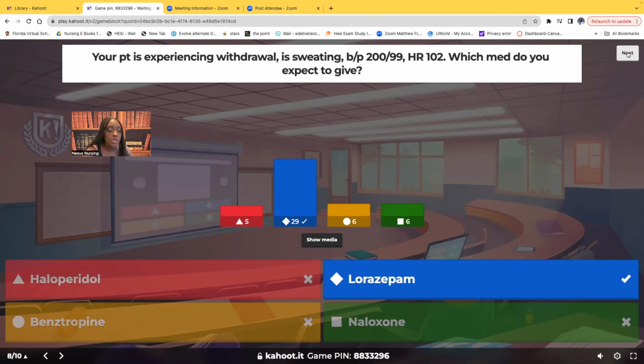Now let's look at the wrong answer choices. Haloperidol, Haldol, that's an antipsychotic. Benztropine, that is a medication used to treat the extrapyramidal symptoms that happen when a patient takes antipsychotics such as Haldol. And then naloxone, that is a medication that's given to reverse the effects of CNS depression when a patient has an opioid overdose. But when we're talking about alcohol withdrawal and those clinical manifestations, you expect a benzo to be given such as lorazepam.